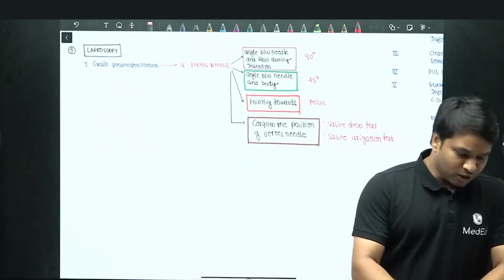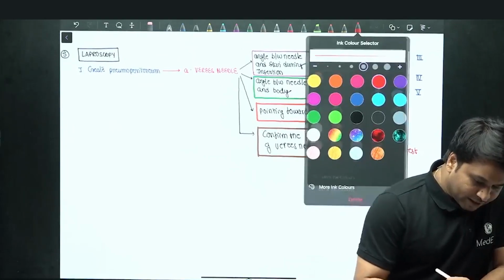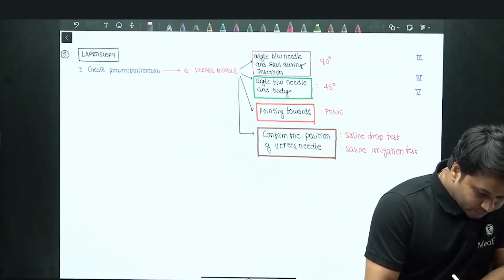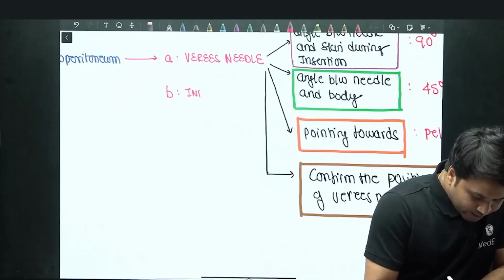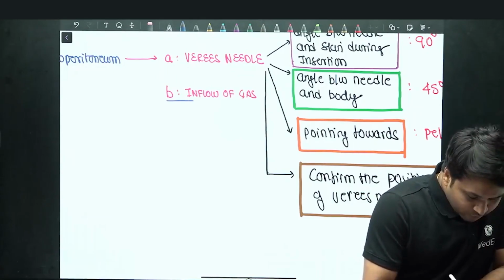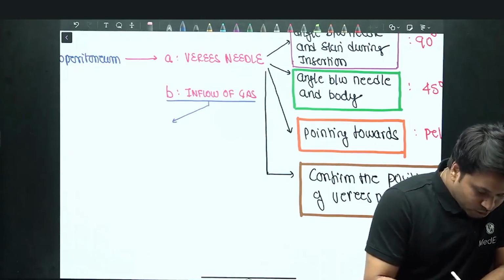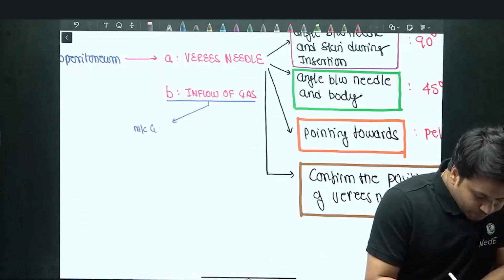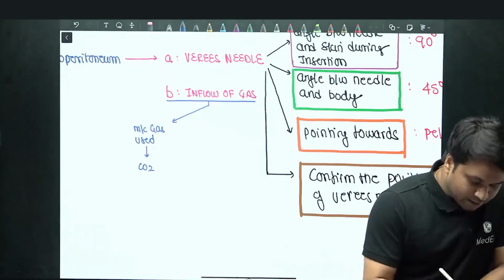अच्छा, once you have put the Veress needle, the second thing, there will be inflow of gas. The second thing that we are going to do is to create an inflow of gas to create pneumoperitoneum. Now, in the inflow of gas to create the pneumoperitoneum, the most common gas used will be your carbon dioxide.